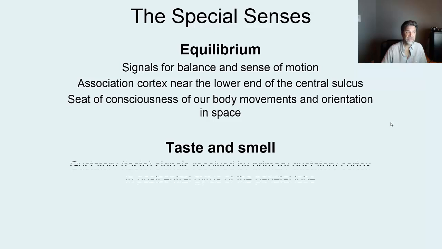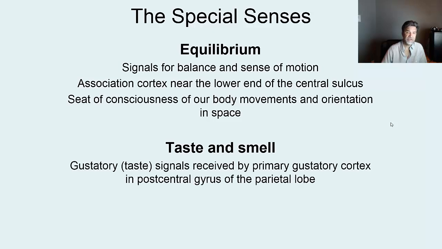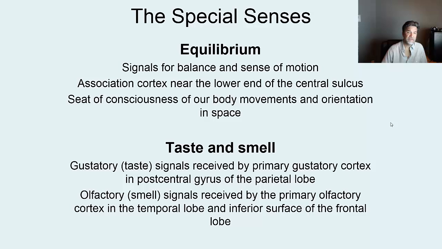Otherwise, we are disoriented. Taste and smell are the other special senses we'll talk about. And taste is processed in the parietal lobe, and smell mostly in the temporal lobe. And we'll talk about how these two largely interrelate in chapter 16 again.